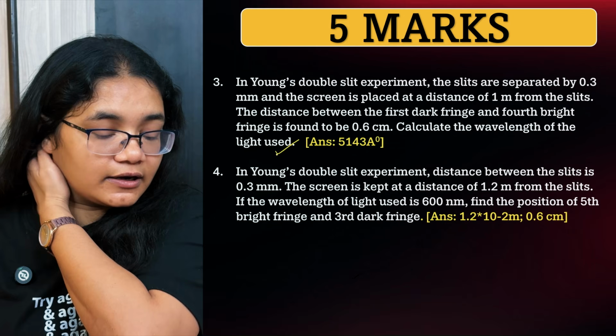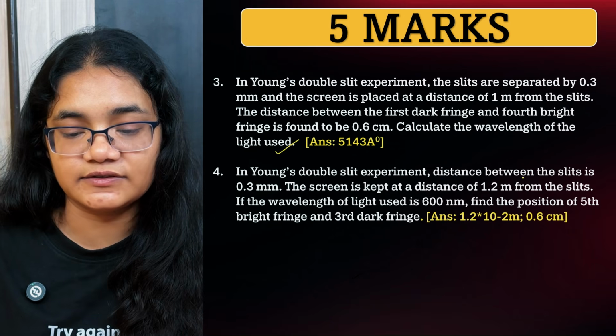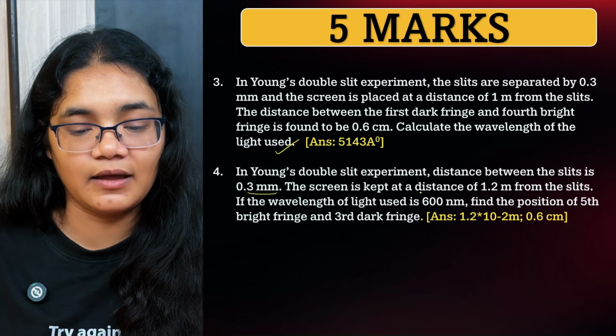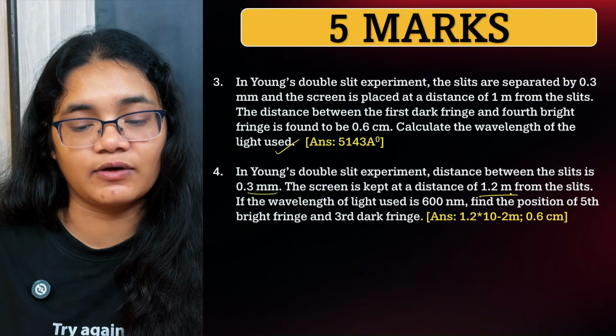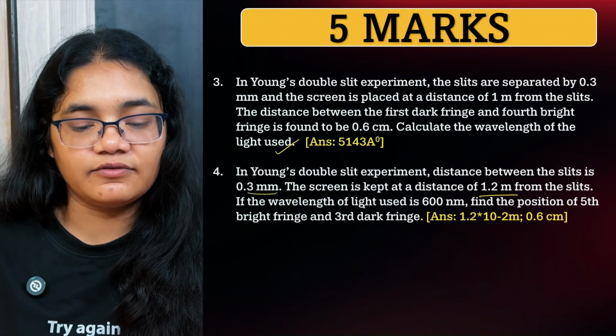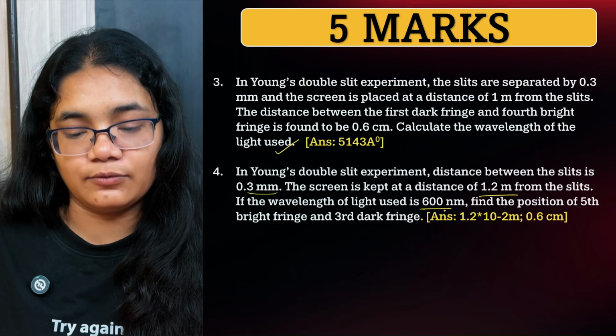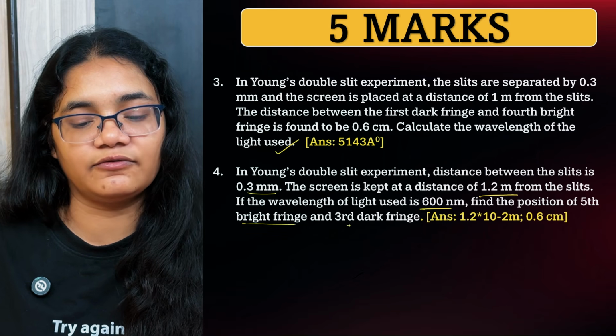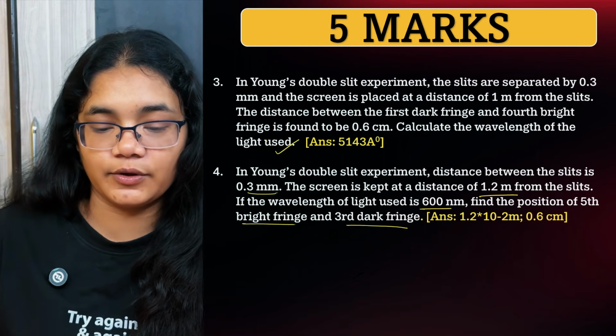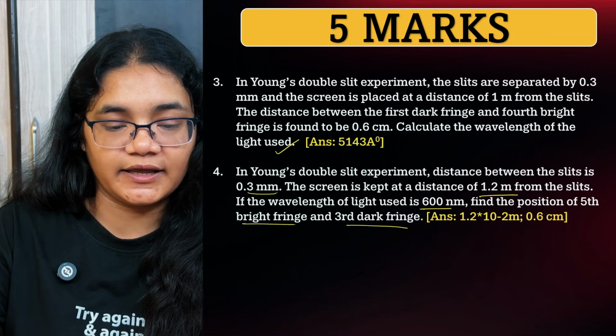So next one, in a Young's double slit experiment, the distance between the slits is 0.3 mm and the screen is kept at a distance of 1.2 meter from the slit. If the wavelength of light used is 600 nanometer, find the position of the fifth bright fringe and the third dark fringe. Okay, so now that is there.